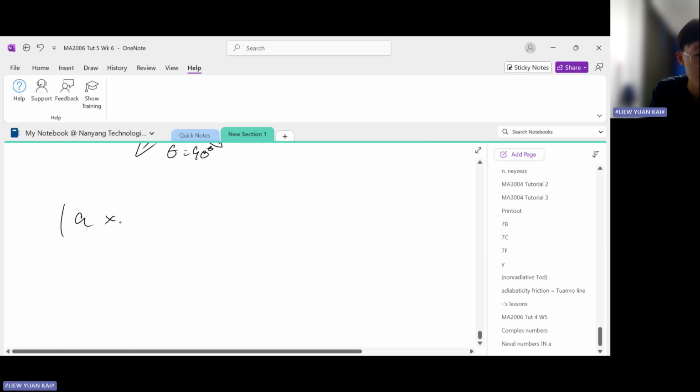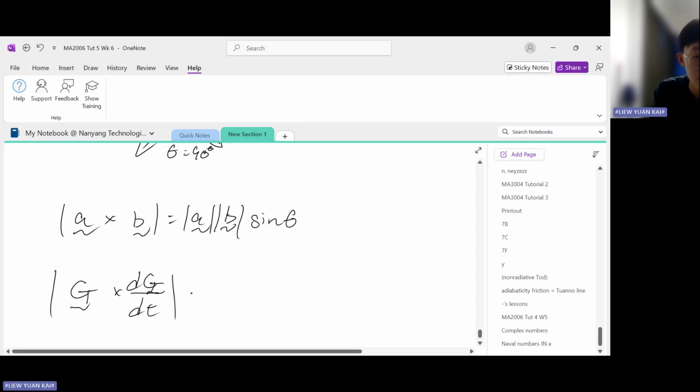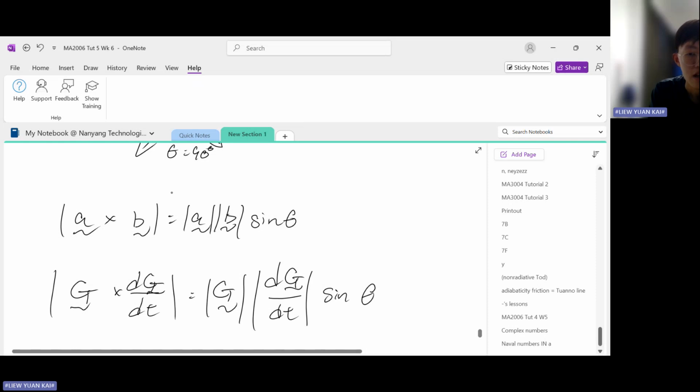So the cross product, okay, the magnitude of the cross product of two vectors is given by magnitude of A, magnitude of B. Instead of cos, right, it'll be sine theta. Okay, so for two vectors A and B, the cross product magnitude is given by this formula. So likewise, we shall do the same thing. So we want G cross dg dt. Applying this formula, we will get magnitude of G times magnitude of dg dt, sine theta, where theta is the angle of separation.